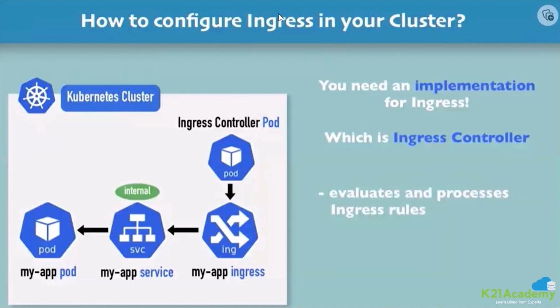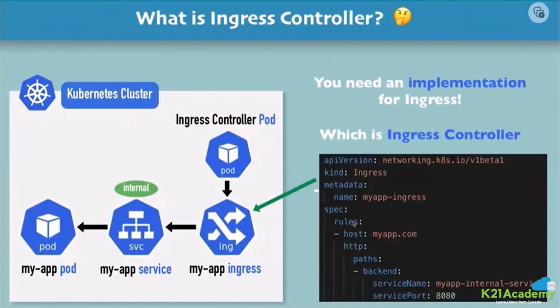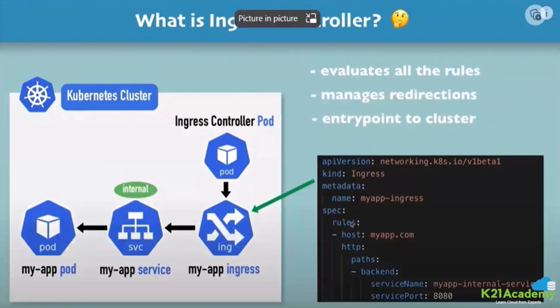You need an implementation for ingress, which is the ingress controller, that is going to evaluate and process your ingress rules. If a request comes, first it will be received by your ingress controller. The ingress controller will forward that request to my app ingress, and then it will be routed to the internal services. That's how it is going to work, guys. This is again the definition explained here, mapping to your internal and backend services. Whenever a request comes to the ingress, it is going to evaluate all the rules, manage the redirection, and act as the entry point to your cluster. That is basically the job of your ingress controller.